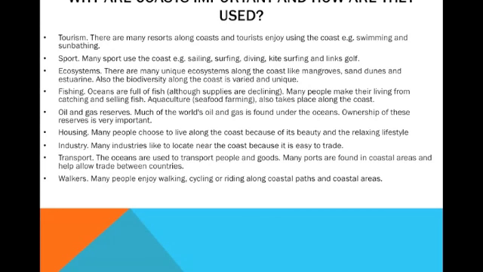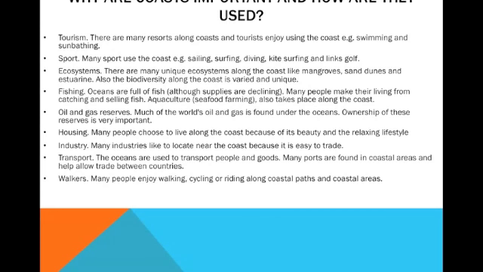Firstly, tourism. There are many resorts along coasts and tourists do enjoy using the coast for things like swimming and sunbathing. Also, sport. Many sports use the coast, for instance, sailing, surfing, diving, kite surfing, and so on. Ecosystems. There are many unique ecosystems along the coast, like mangroves, sand dunes, and estuaries. Also, the biodiversity along the coast is varied and unique.